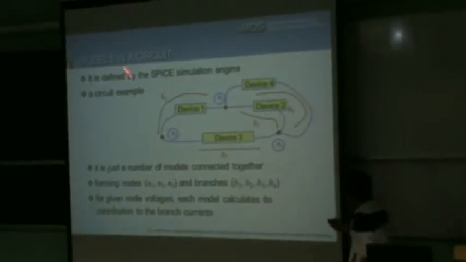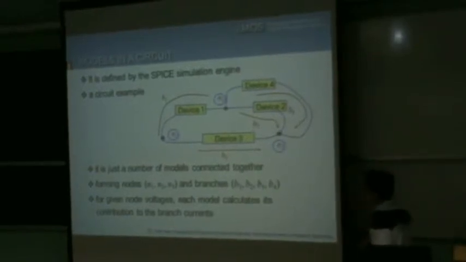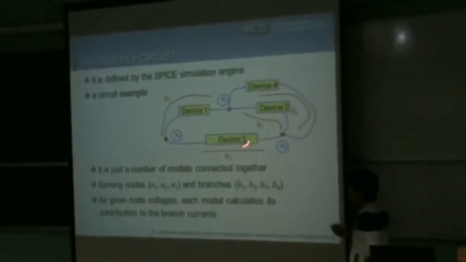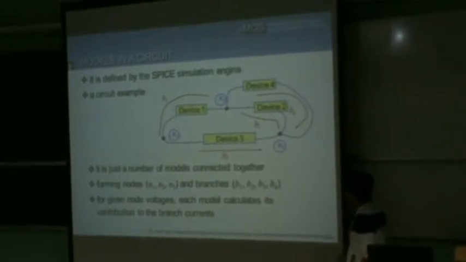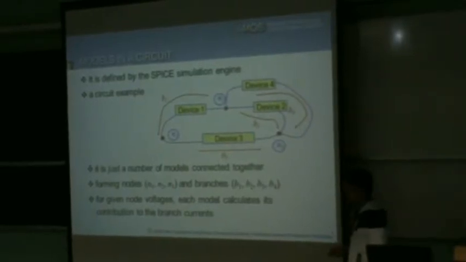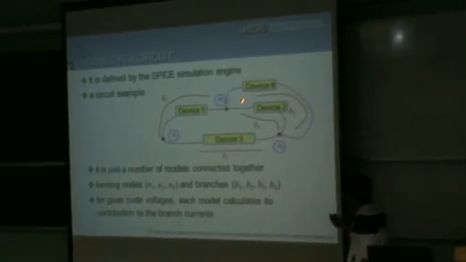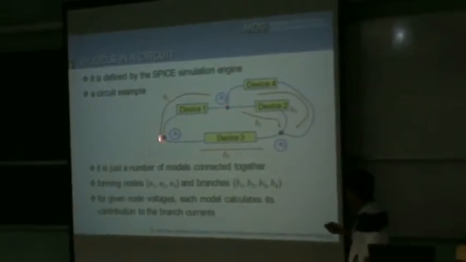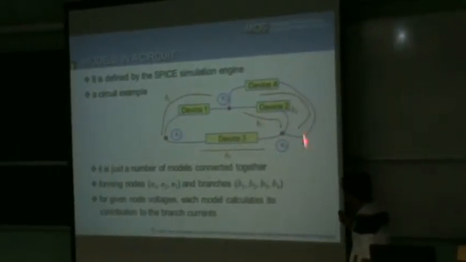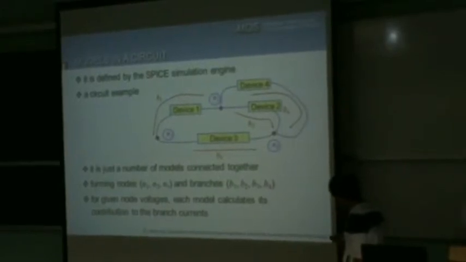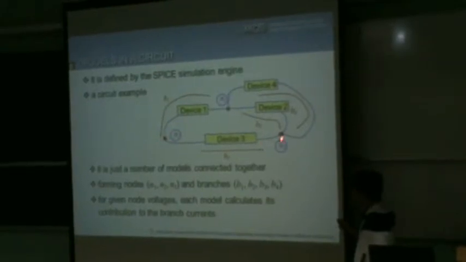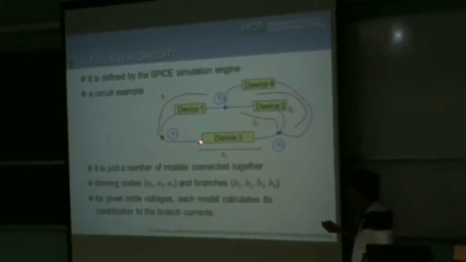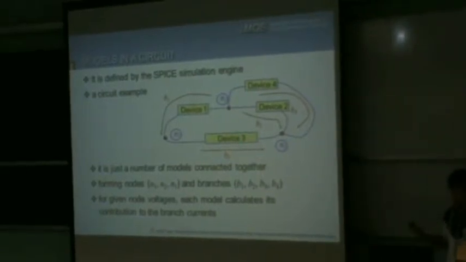Now, if you look at a SPICE engine, when we have a model, what does the model do? A circuit is just different models connected together. So maybe in this example, we have 4 models: 1, 2, 3, 4. They're just models connected together, and you form a circuit. In the process, you form nodes. Whenever 2 models connect together, you form nodes: node 1, node 2, node 3, etc. And then you form branches. Now, what does the model do? Supposing you're given the node voltages, the model should be able to calculate the branch current. This is what a very simple model is supposed to do in these circuits.